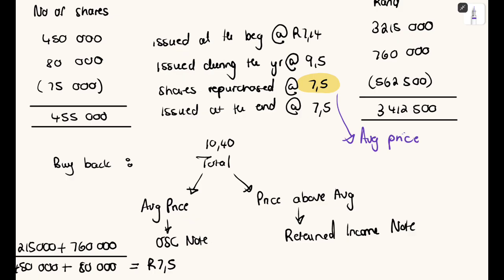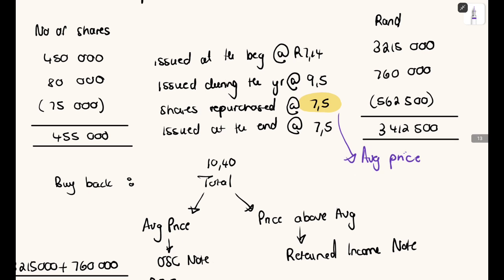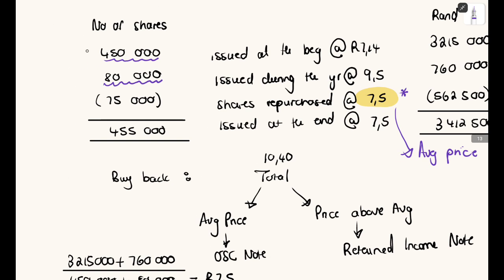And how do we calculate the average price? We calculate the average price of the shares that were issued before the buyback happened. So before we had a buyback, these are the shares that were issued: the 450,000 that was issued at the beginning and the 80,000 that was issued during the year. Those things happened before the buyback. So whenever we are trying to find the average price, we are finding the average price of the shares that were issued before the buyback.